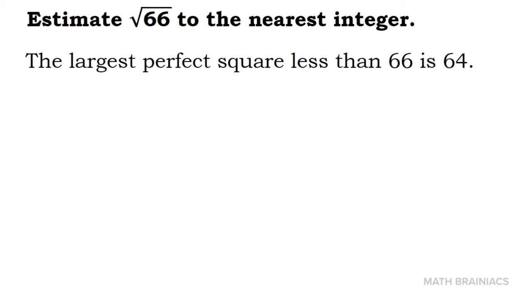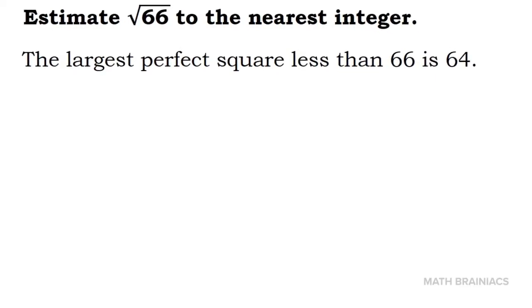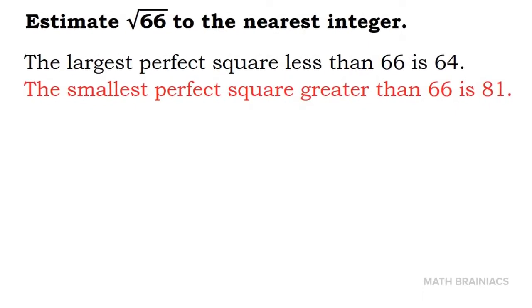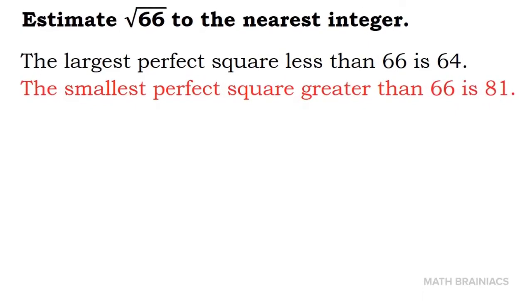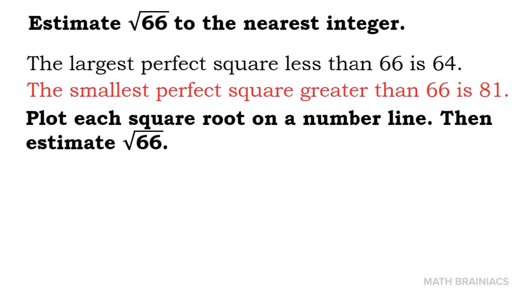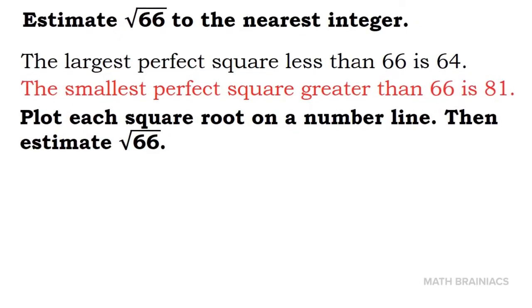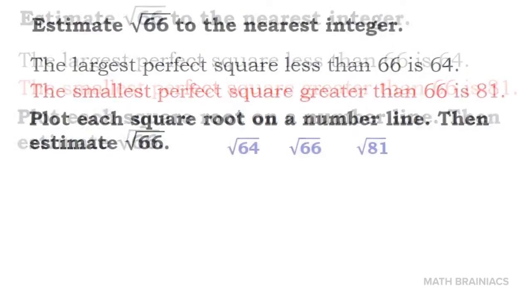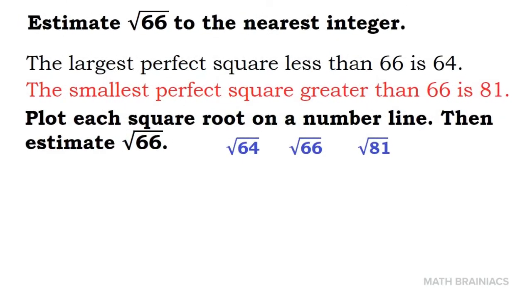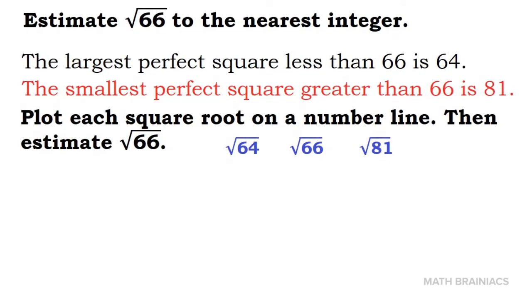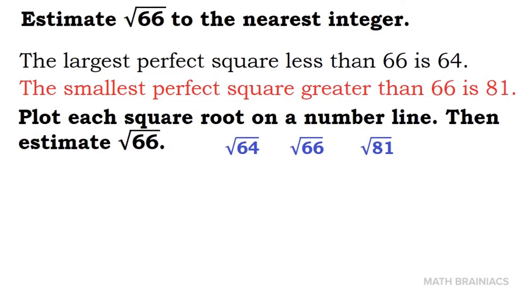The largest perfect square less than 66 is 64. And the smallest perfect square greater than 66 is 81. We are going to plot each square root on a number line, then estimate the square root of 66. We are going to plot the three square roots on a number line: square root of 64, square root of 66, and square root of 81.